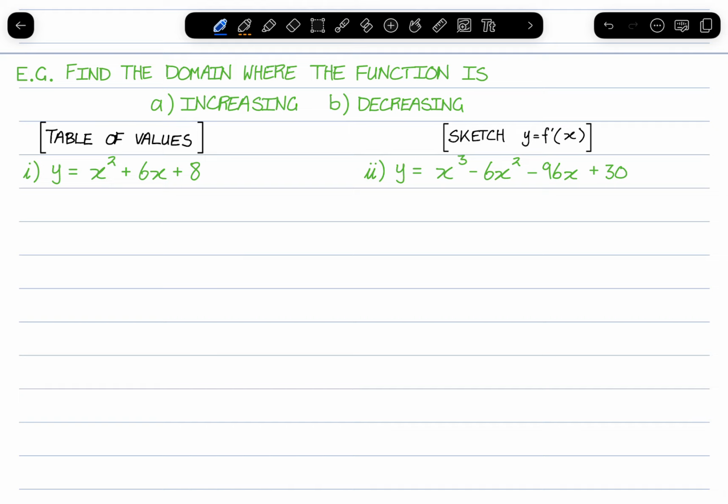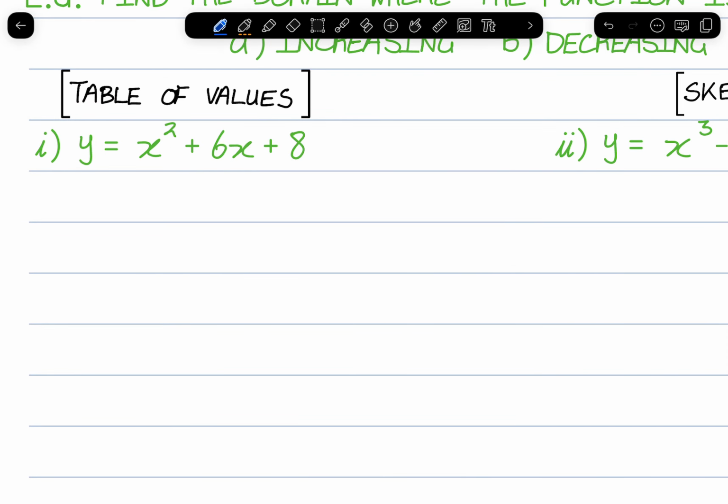Hello class, this is a video tutorial on determining the domain where a function is increasing or decreasing. In this video, as you can see, we will cover two different methods in how we can accomplish this. This one works for any type of function, whereas this works if we know we can draw a rough sketch of what the derivative looks like. So let's start with the method that works for almost every single function.